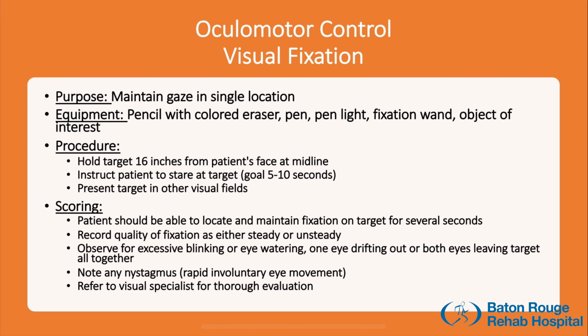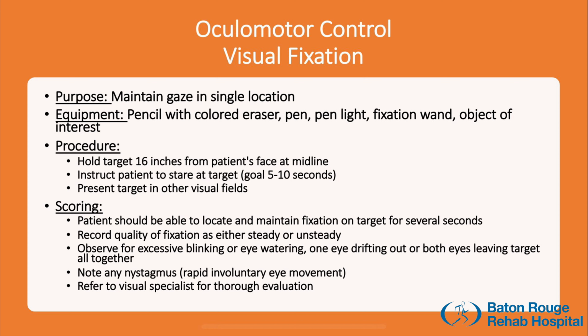You should observe the time the patient is able to maintain fixation and record the quality of fixation as either steady or unsteady. This step can be repeated by placing fixation items in various visual fields. Continue to monitor the patient for any outward signs that suggest difficulty with fixation, including nystagmus, one eye drifting out, excessive blinking, or losing target and then returning to midline.